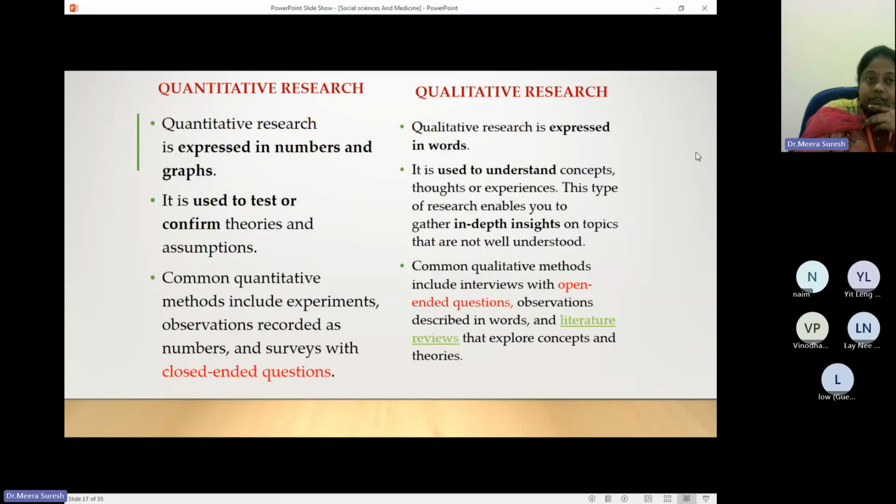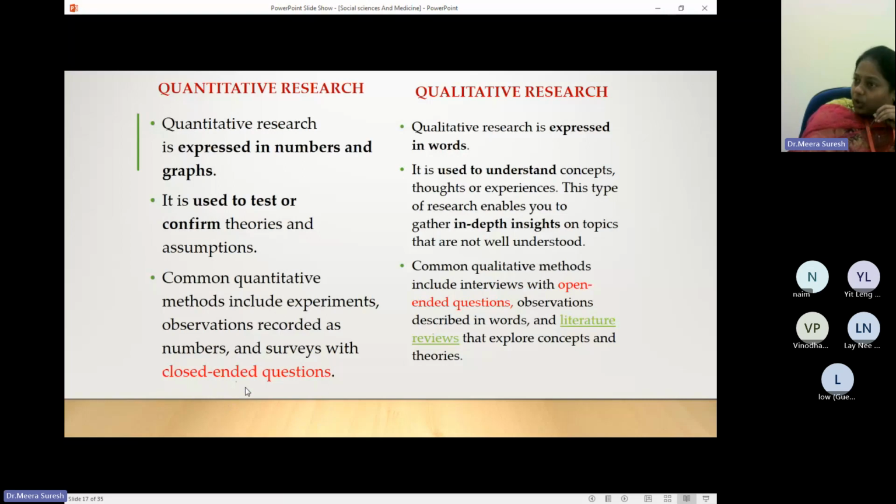No numbers are being analyzed. But here you are just trying to understand what is happening, to gather deep insights on a topic that is not well understood. So here there is nothing to prove or disprove, to reject or accept. It is just to know what is happening, to understand in depth why it is happening. And the common quantitative methods include experiments, observations, and surveys, and it will usually be closed-ended questions.